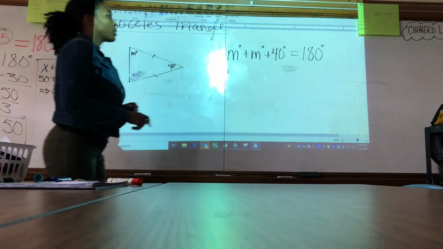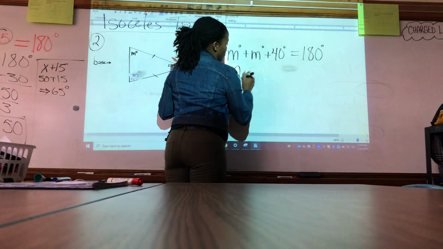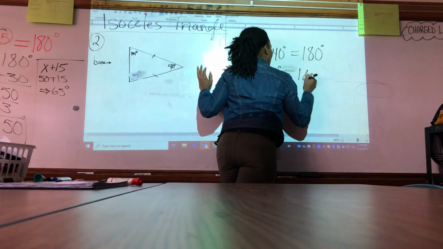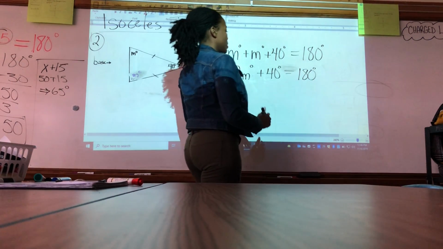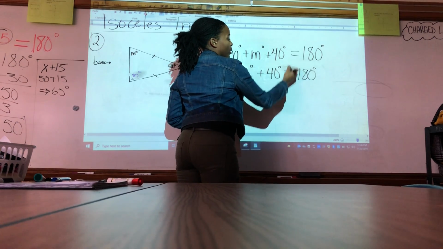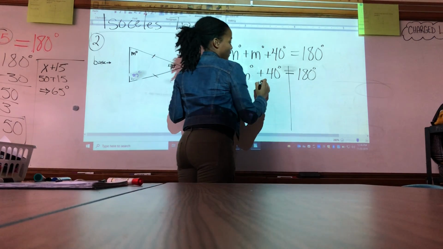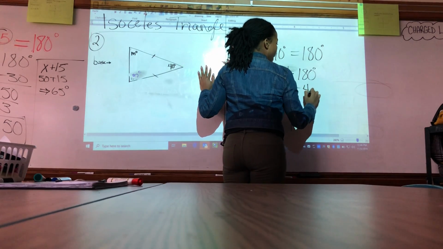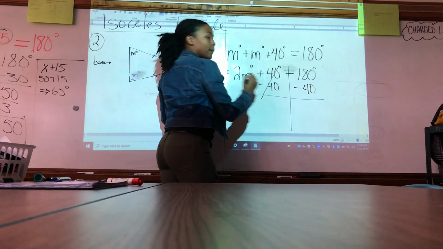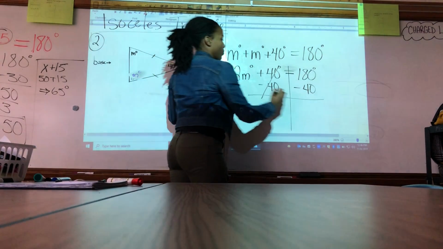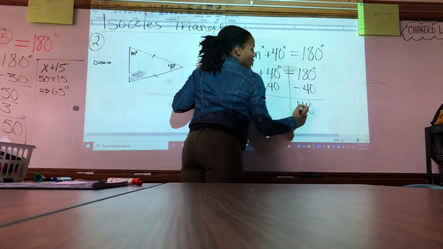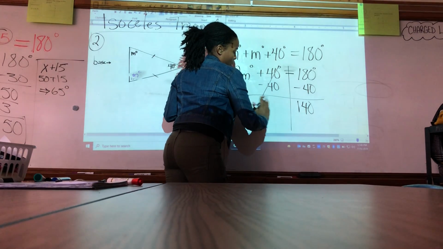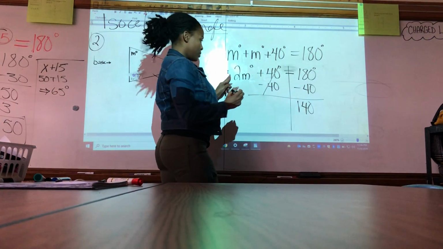And how do we combine them? 2M plus 40 equals 180. Now we're going to be dropping degrees. 180 minus 40. So minus 40 on both sides. 140. I mean, 140, I'm sorry. 140 here. Drop your degrees, because this is not a degree. We subtract. And what do we bring down?